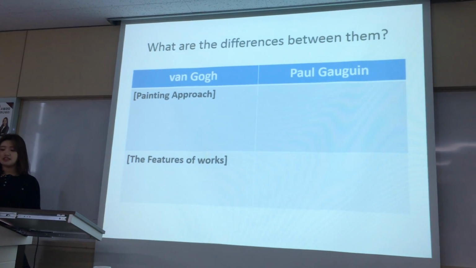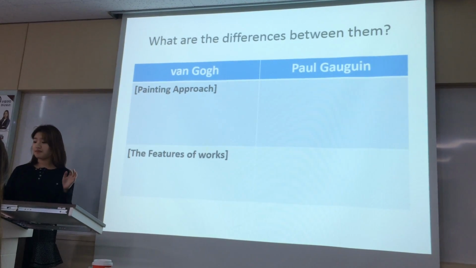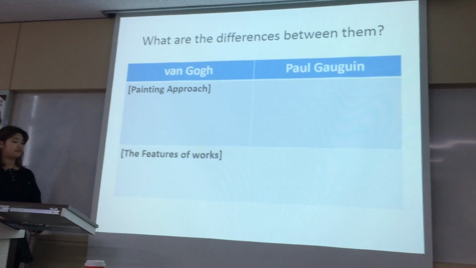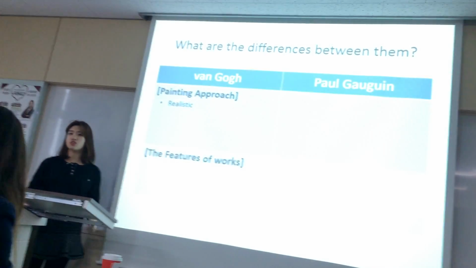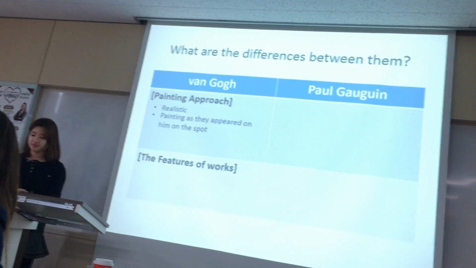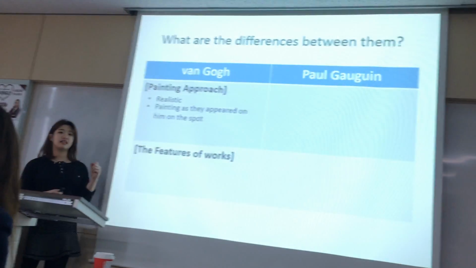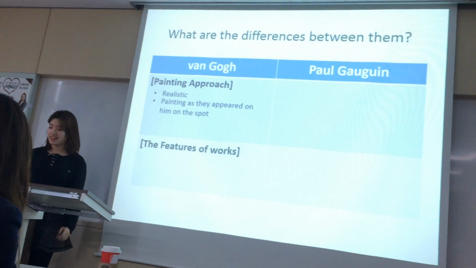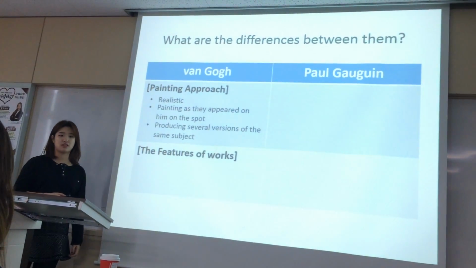Time's up. Let's fill in the chart. Did you notice the difference in the painting approach? How about Van Gogh's painting approach? Yes, right? He liked to be realistic. So he painted as they appeared on the spot. So he painted as it is. Any other features? Yes, Jinyoung, thank you. He produces several versions of the same subject.